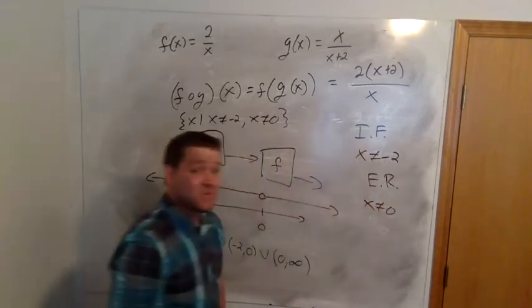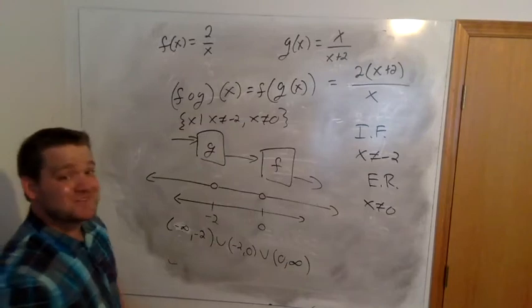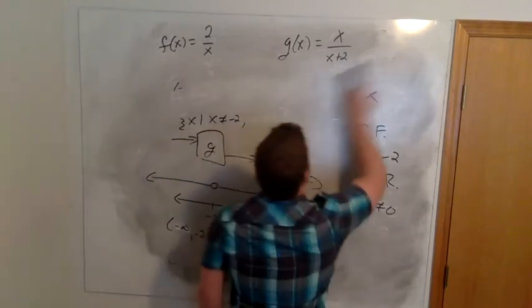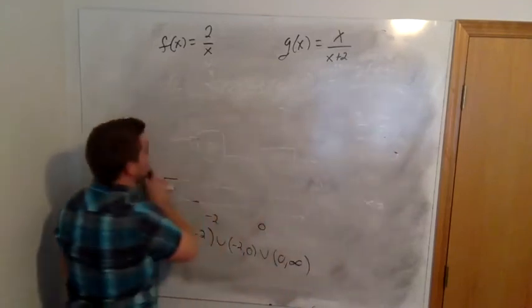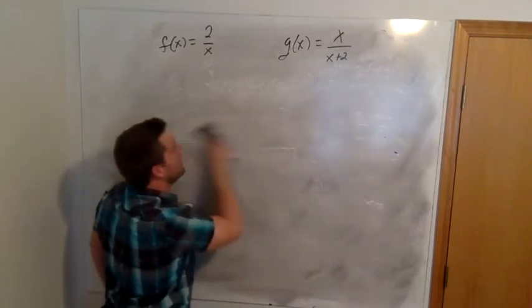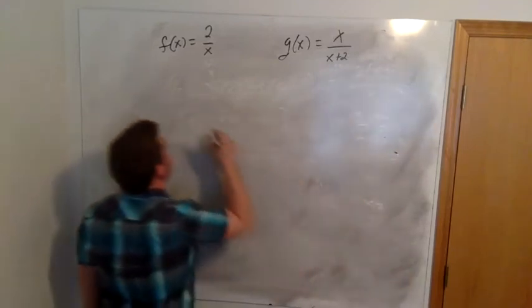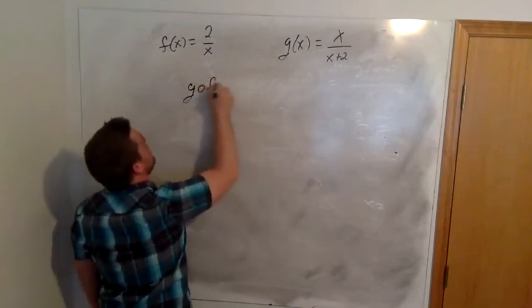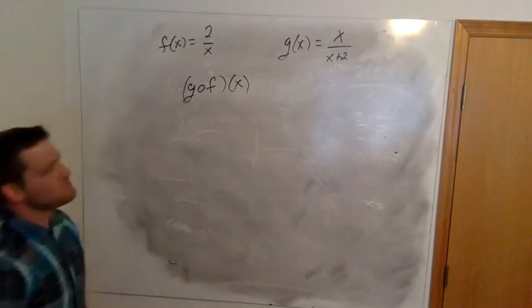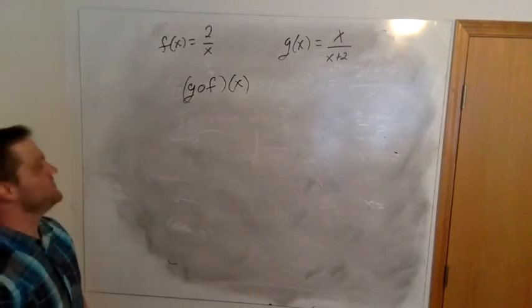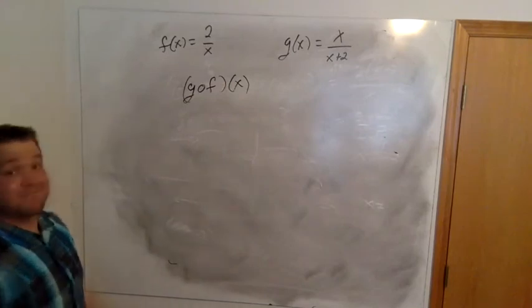You can probably guess what we're going to do next. We're going to do the opposite composition. Okay, so what I want us to do here is compute what we just did, f of g. Let's do g of f. Let's compute g of f of x. Go ahead, pause the video, find this composition, find its domain, and we'll do it together. All right, let's do it.